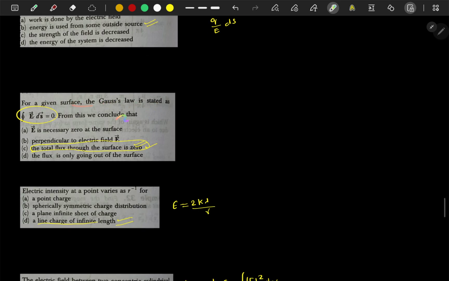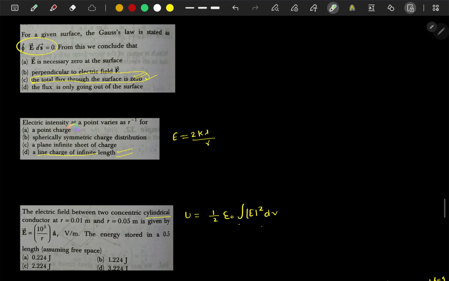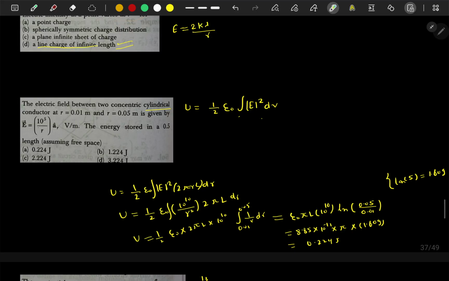For a surface of Gauss law, stated this, from what we conclude total flux to the surface is 0. At inserted point it varies, so it is a line charge. Now it's a good question.